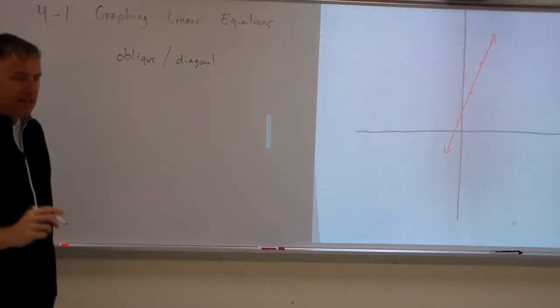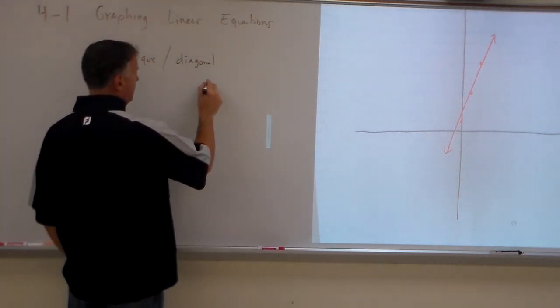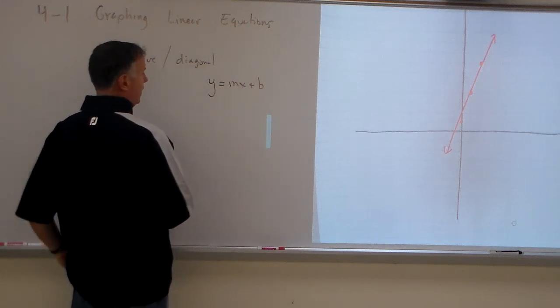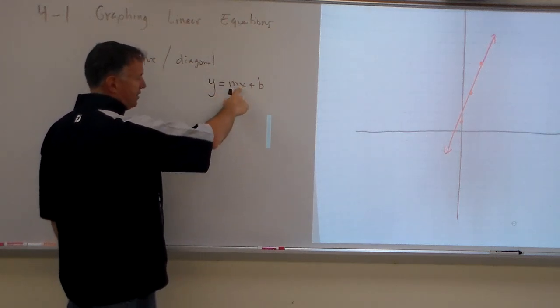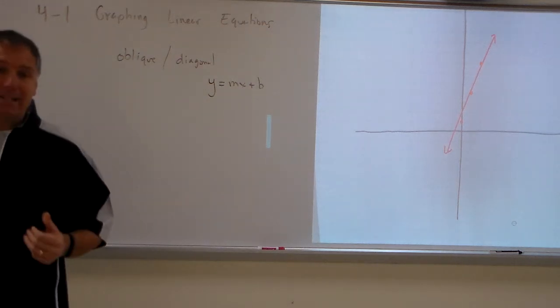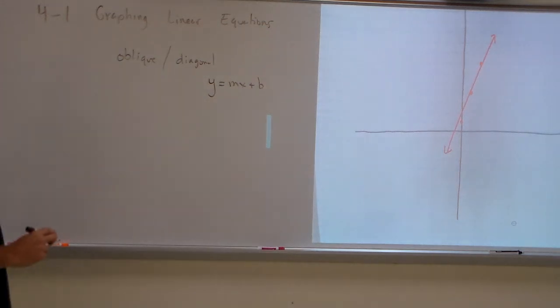Oblique or diagonal lines follow this pattern, where it's y equals mx plus b. Okay, y equals a number times x and then plus or minus a number. All right? Now, these are not going to follow that pattern.